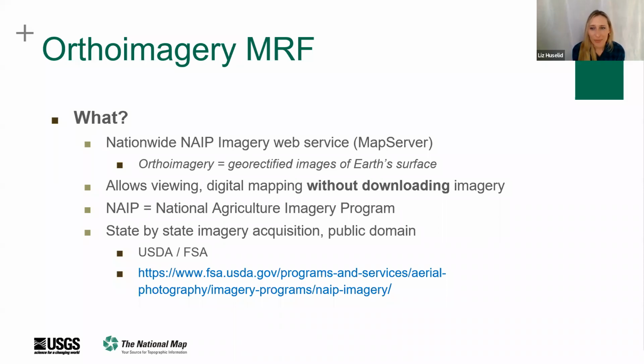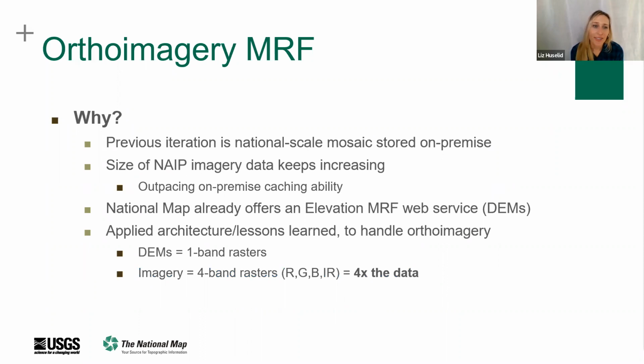And next slide, please. All right, so our previous iteration was a national scale mosaic, and it was stored on on-premise hardware. So that's a huge nation's worth of imagery data. You can imagine that's quite massive. The size of NAIP imagery data keeps increasing, and it's actually beginning to outpace our on-premise caching and serving ability. So we needed to look at new solutions for this.